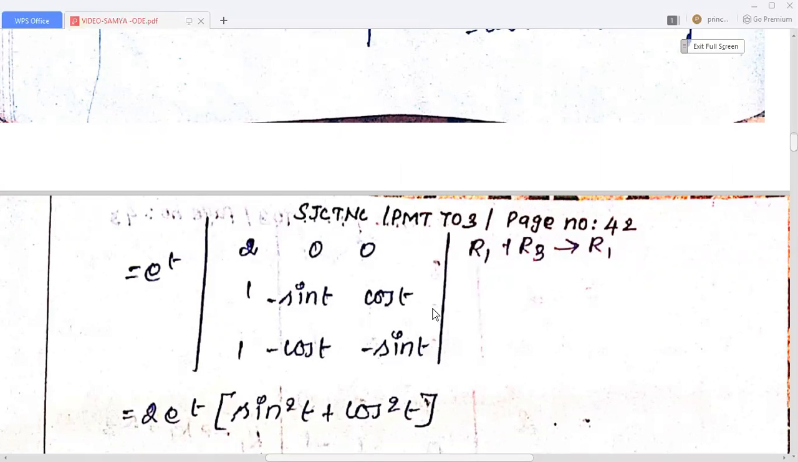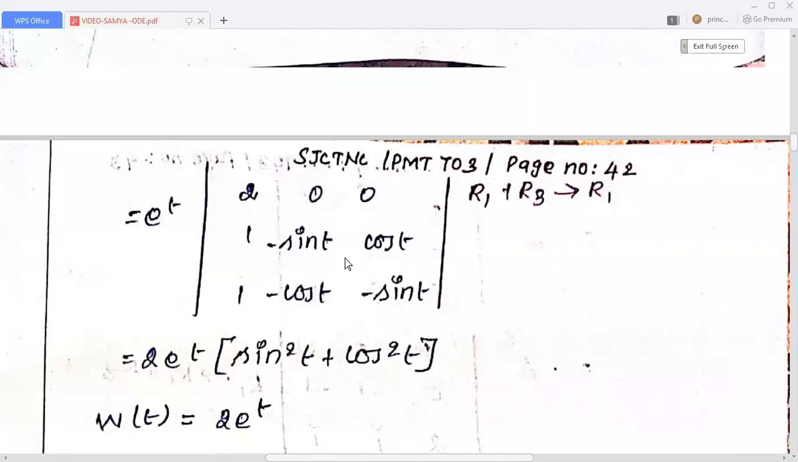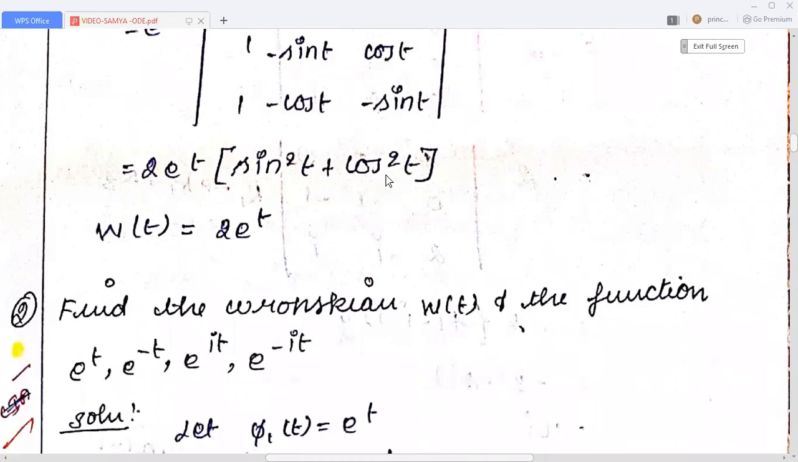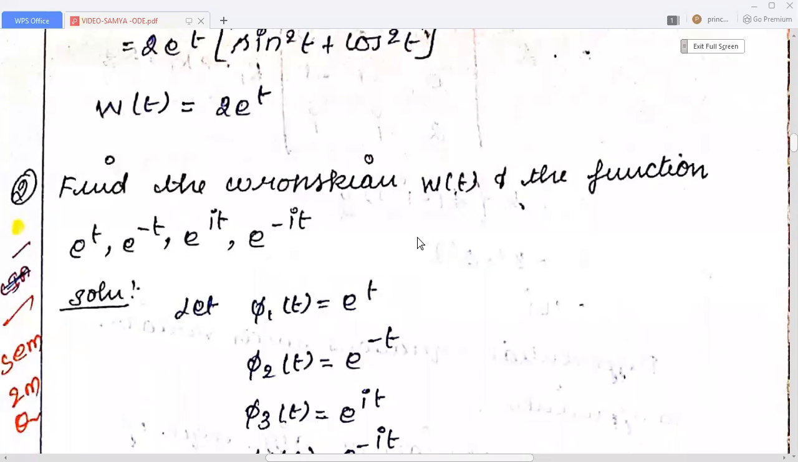In this determinant, there are two zeros. Therefore, it is a very convenient form to expand this determinant very easily. When you expand this determinant, we get 2 into e^t into (sin² t plus cos² t). Sin² t plus cos² t is 1. Therefore, W(t) equal to 2 e^t. Similarly, we can do the next problem.